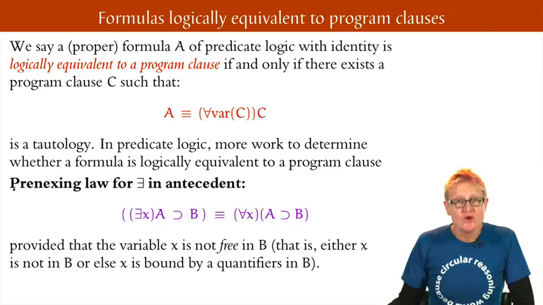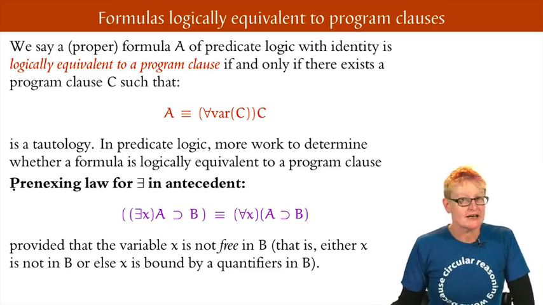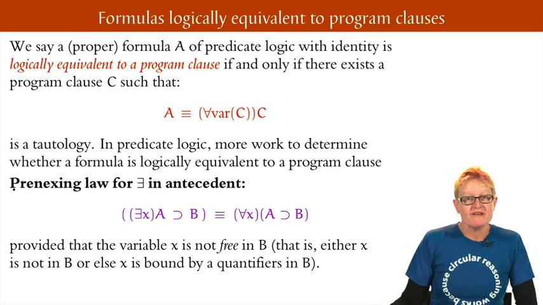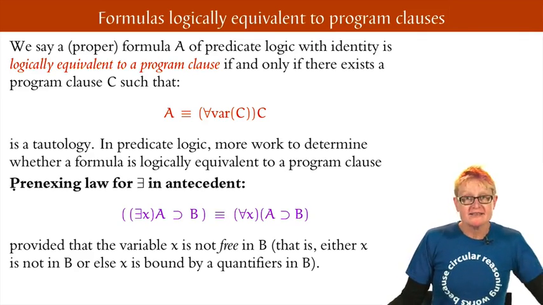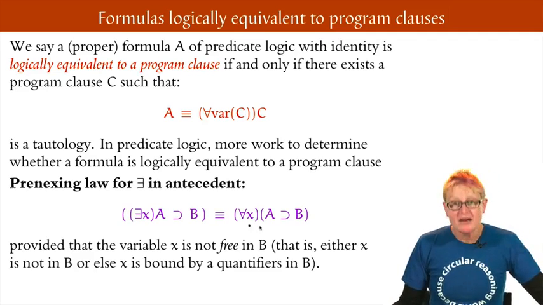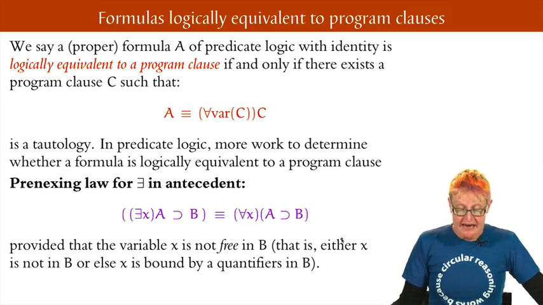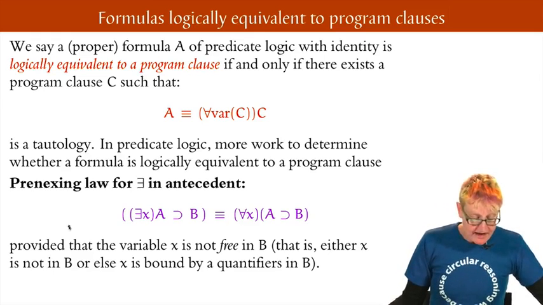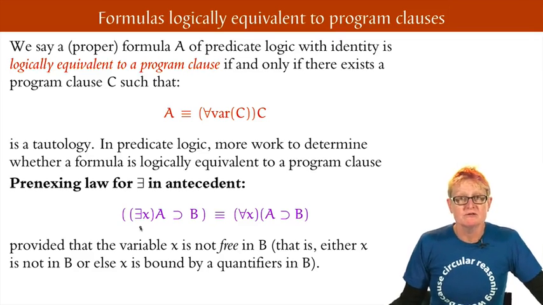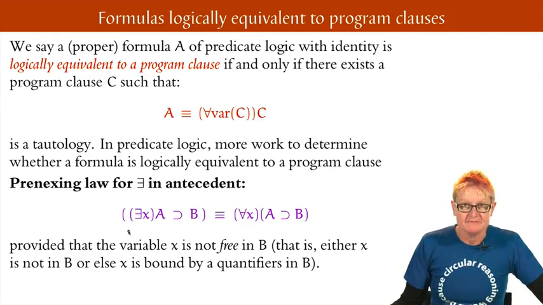Now, one of the more useful logical equivalences we use here is called a prenexing law for the exists quantifier in the antecedent of a conditional. Here, the right-hand side of the equivalence is a formula exactly in the shape we are interested in for program clauses. It is the universal quantification of a conditional. The left-hand side of the biconditional is a conditional with an existential quantifier in its antecedent.